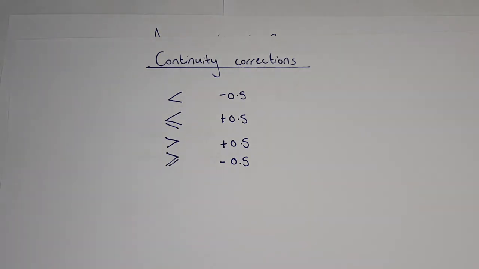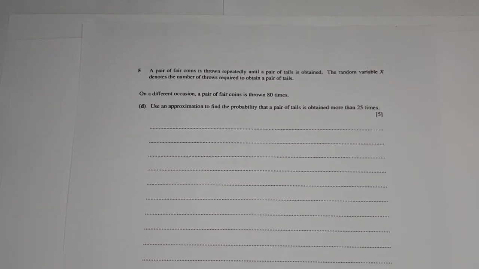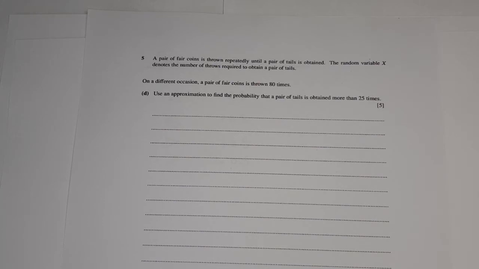If we look at some examples of this, I have a pair of fair coins being thrown repeatedly until a pair of tails is obtained. Then it says on a different occasion, a pair of fair coins is thrown 80 times. Use an approximation to find the probability that a pair of tails is obtained more than 25 times.